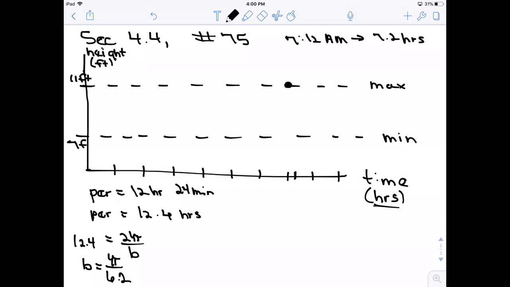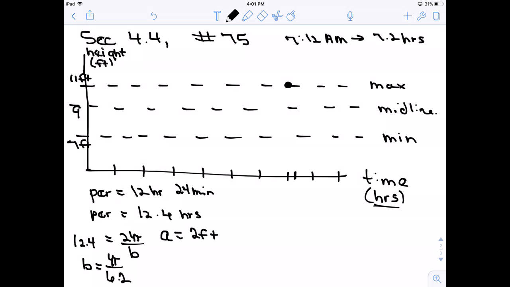The min is 7 feet, and then the midline is halfway between the two. So there's my midline. And halfway between the two, and keep in mind that this is where your amplitude comes from, is going to be 2. So that's 9 right here. What's nice now is we do know our B value or our frequency. We know our amplitude. Just doing a little bit of picture work kind of helps. And again, the amplitude is 2 feet. So it's fluctuating either going up from 9 or down from 9 by 2 feet.